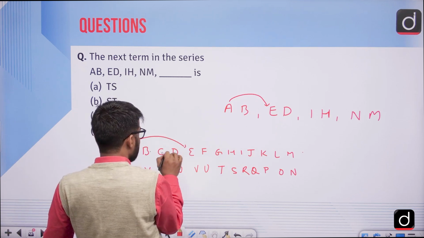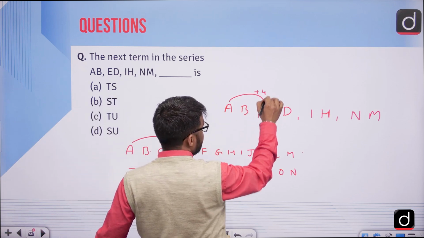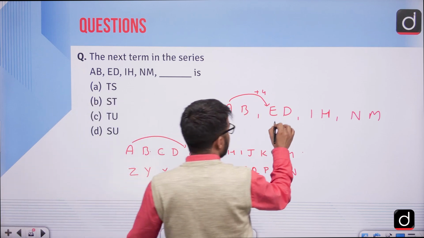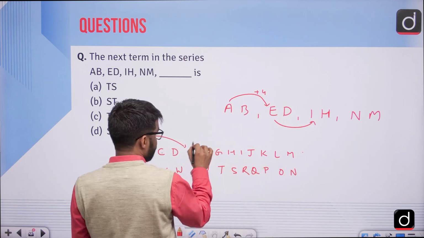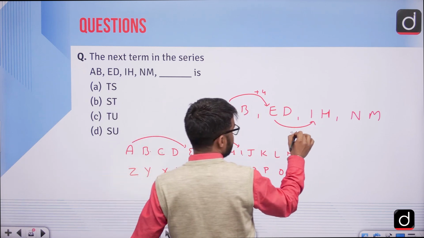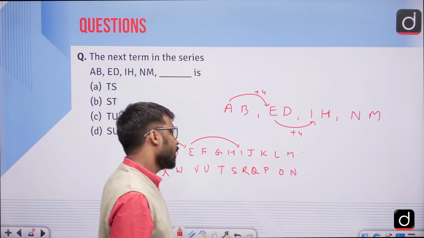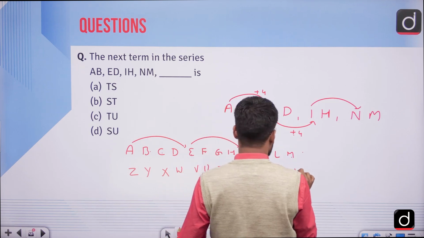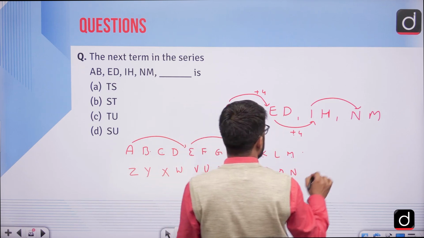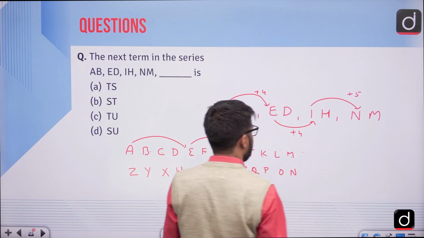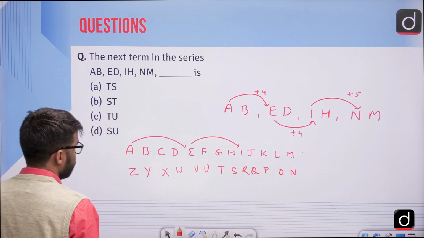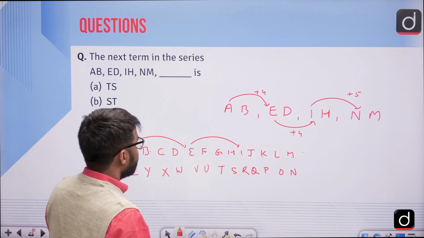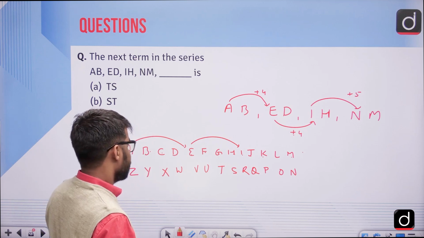the gap is 1, 2, 3, 4, 4 letters. So the gap would be +4 because we are moving in clockwise sequence. When you move from E to I, the gap is 1, 2, 3, 4, +4. And when you move from I to N, 1, 2, 3, 4, 5. From I to N, the gap is +5. So it was +4, +4, +5.